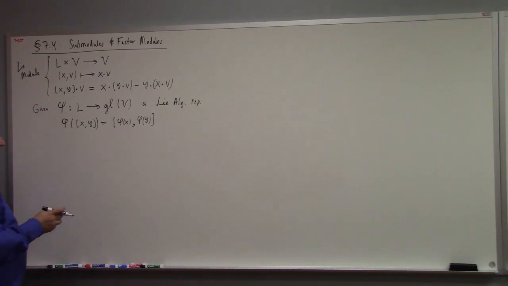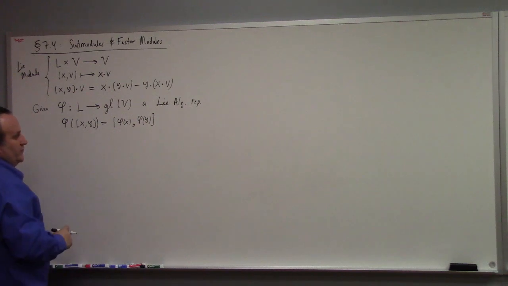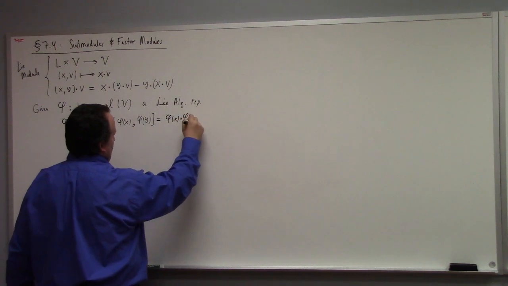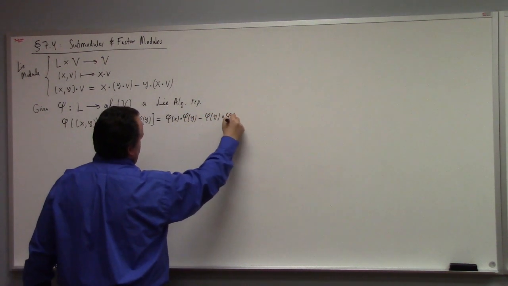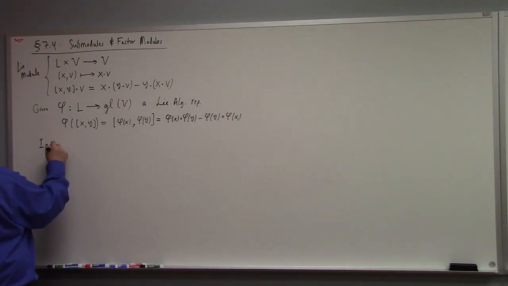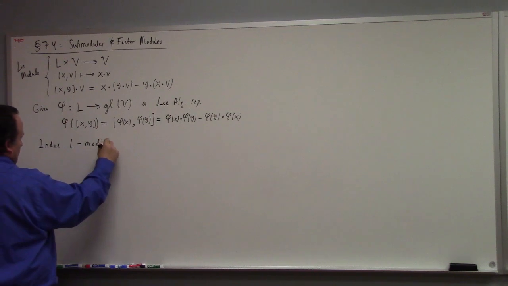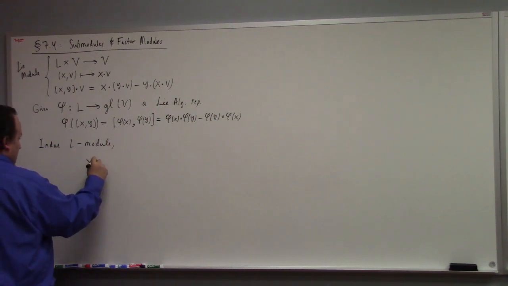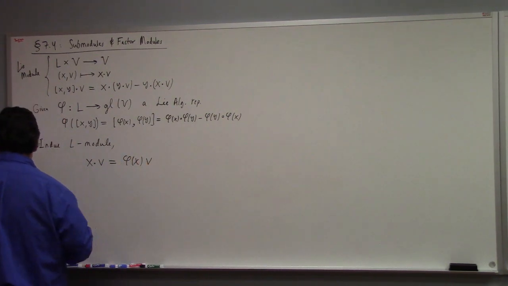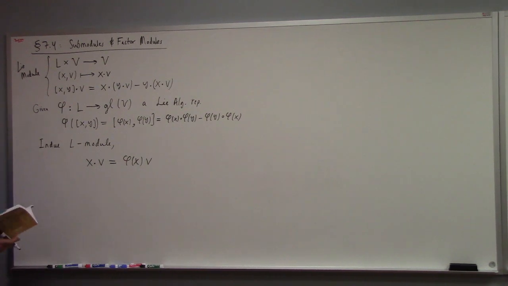But this is the commutator under composition as the bracket, right? Explicitly, this is phi(x) composed with phi(y) minus phi(y) composed with phi(x). Those are operators. And anyway, if you have a Lie algebra representation in that sense, you can make it an L-module. You induce an L-module how? By x dot v equal to phi(x) acting on v, right? We talked about this last time. All right.